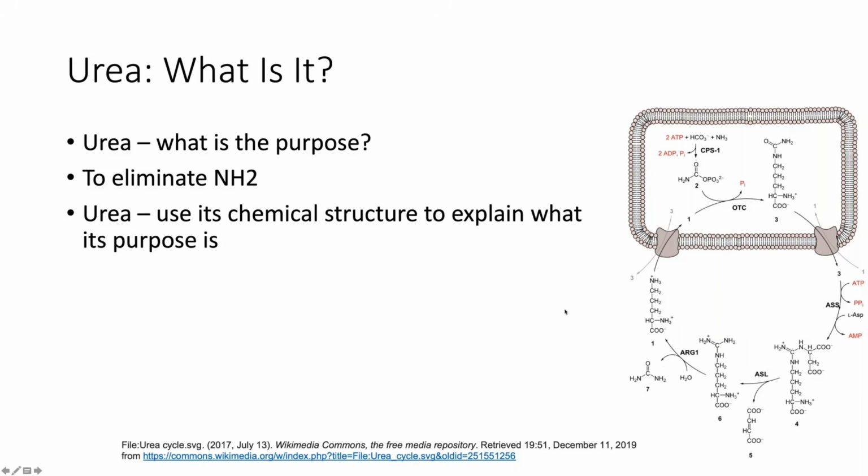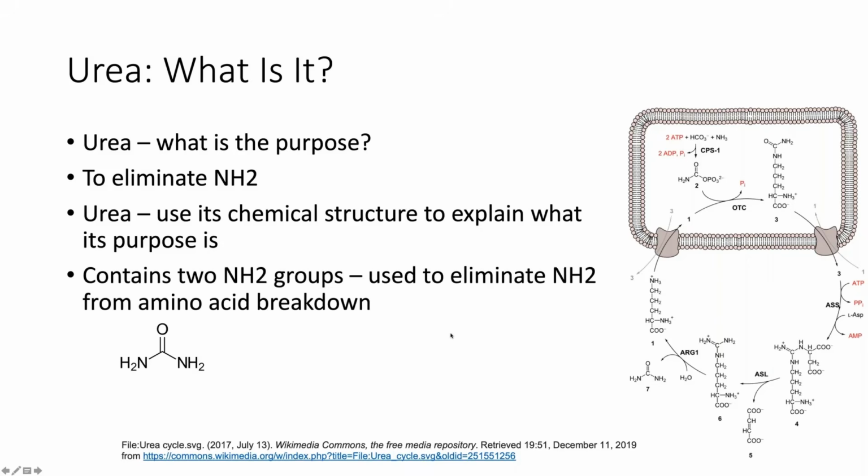And so you can use its chemical structure, as we just talked about, to explain the purpose, because it has 2 NH2 groups, and each of those NH2 groups came from a different amino acid. This is how you can eliminate it. Because otherwise, the alternative would be, as Jared said, you just have a bunch of ammonia running around, and that would cause havoc for your brain, which is exactly why you get hepatic encephalopathy.